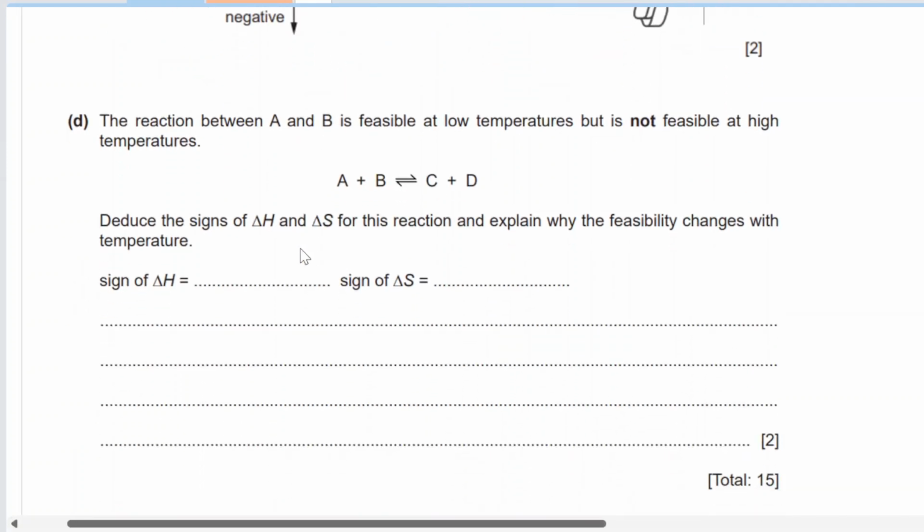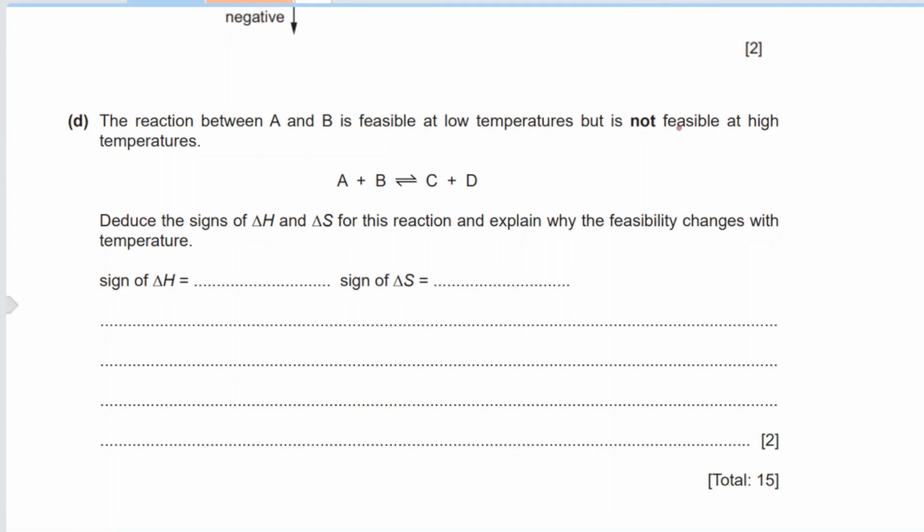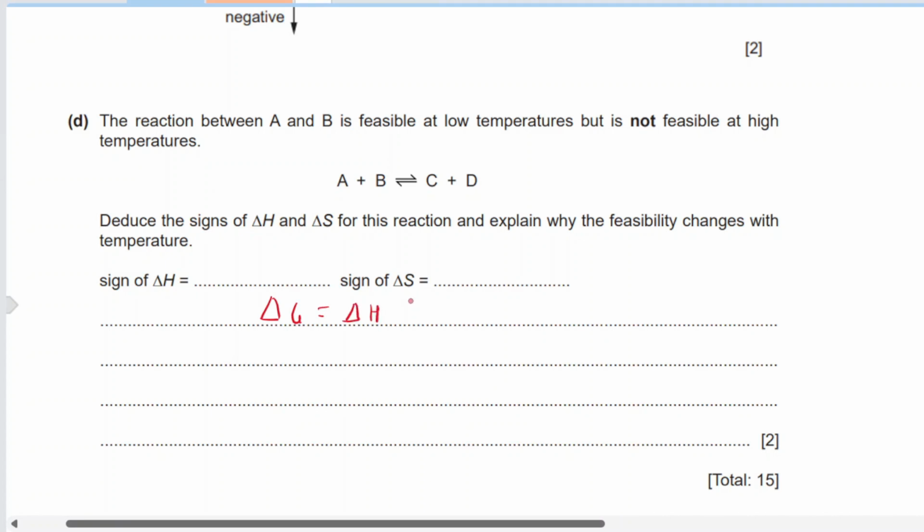The last one says that the reaction between A and B is feasible at low temperatures, but it is not feasible at high temperatures, and we have to deduce the signs of delta H and delta S. This is a very interesting question. You have to activate your Sherlock brains for this. Let's try to do this. The first step is always to write that equation, which is delta G equals delta H minus T delta S. This will be your first step.